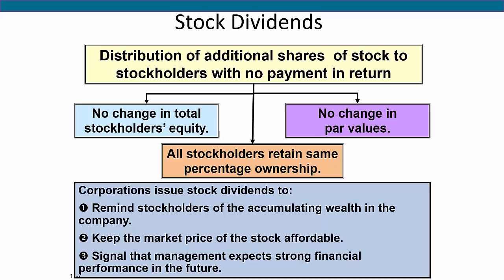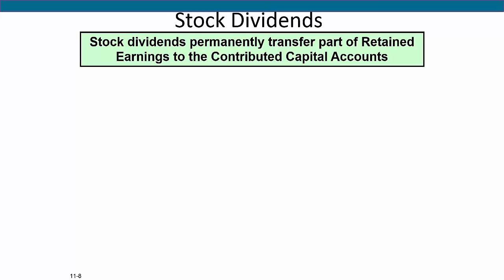Stock dividends and cash dividends are different. A stock dividend does not reduce assets and equity, but instead transfers a portion of equity from retained earnings to contributed capital. As previously mentioned, a stock dividend affects just the equity accounts by transferring part of retained earnings to contributed capital accounts. This is sometimes described as capitalizing retained earnings.